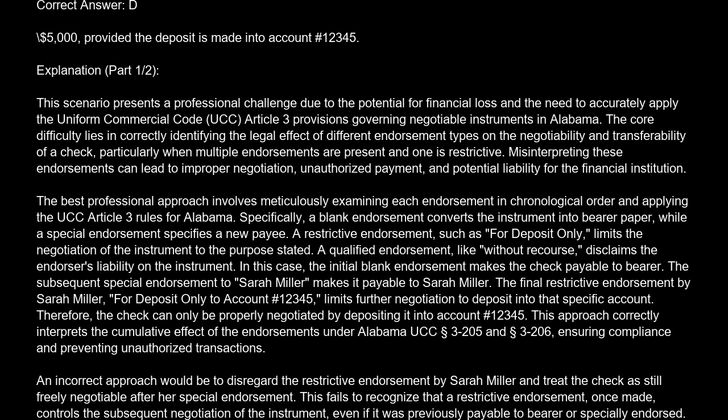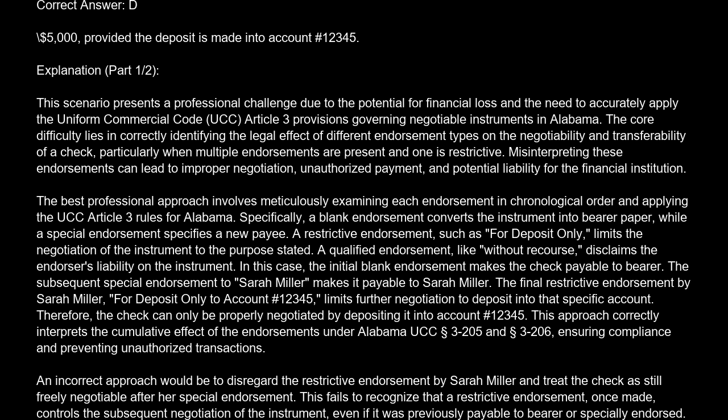The best professional approach involves meticulously examining each endorsement in chronological order and applying the UCC Article 3 rules for Alabama. Specifically, a blank endorsement converts the instrument into bearer paper, while a special endorsement specifies a new payee. A restrictive endorsement, such as for deposit only, limits the negotiation of the instrument to the purpose stated. A qualified endorsement, like without recourse, disclaims the endorser's liability on the instrument.